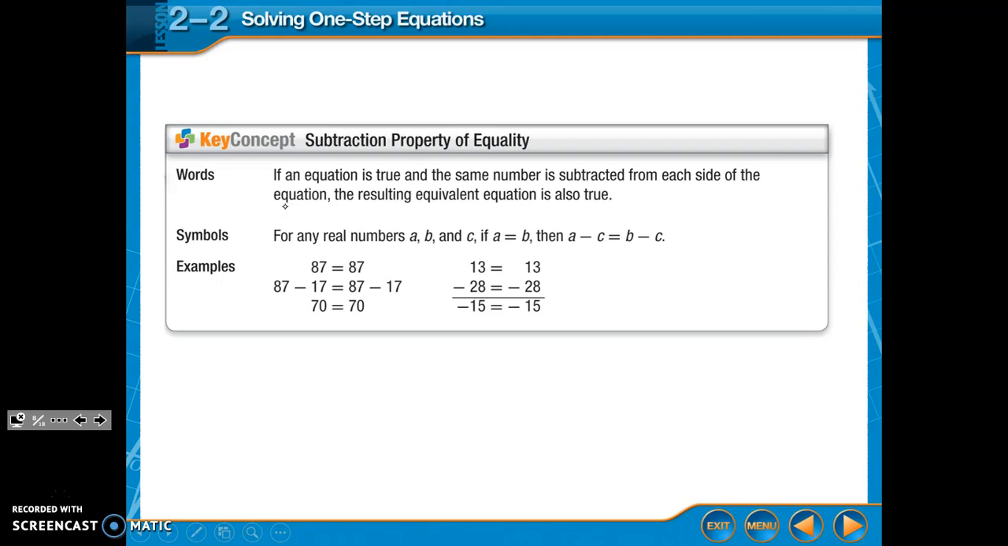If an equation is true and the same number is subtracted from each side of the equation, the resulting equivalent equation is also true. So if we subtract the same number from both sides, it keeps a balance and it keeps it equal to each other. So in this example, they subtracted 17 from both of them, from both 87 and 87, and you get 70 on both sides. So it remains equal from the start to the finish if you're doing the same operation to both sides of the equation.